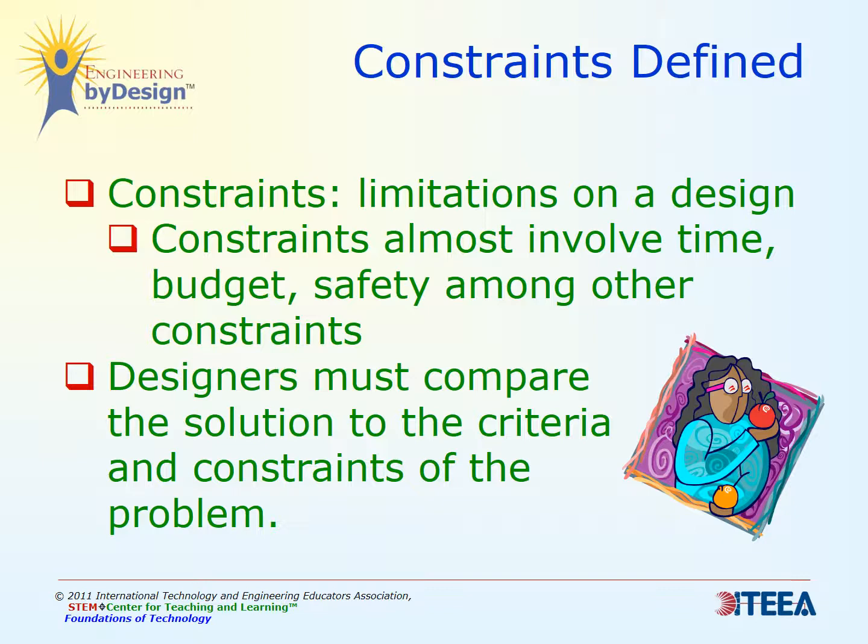Designers must compare the solution to the criteria and constraints of the problem. So whatever your solution is, it has to meet both your criteria and your constraints of the problem. Remember, the first step of the engineering design process is to define the problem. You go through tests, and the last thing you do is communicate your results.